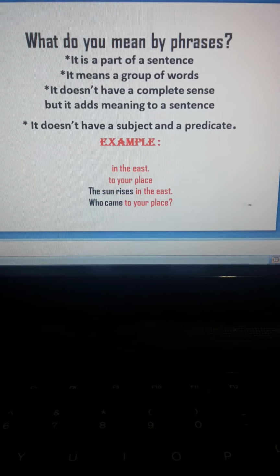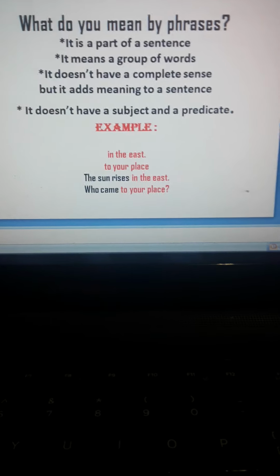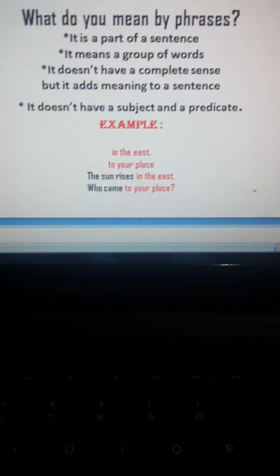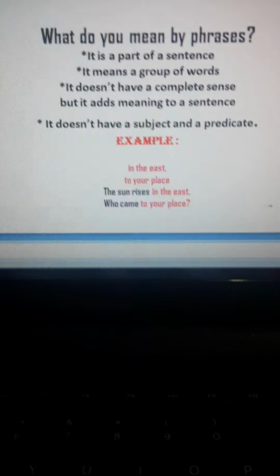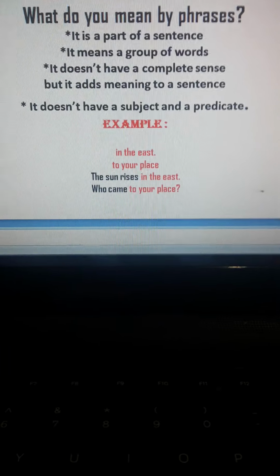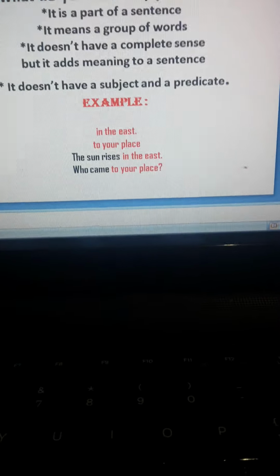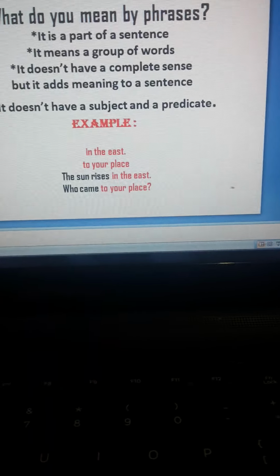What do you mean by phrases? It's a part of a sentence. It means a group of words. It doesn't have a complete sense, but it adds meaning to a sentence. It doesn't have a subject and a predicate. Let's deal with the example. In the East.